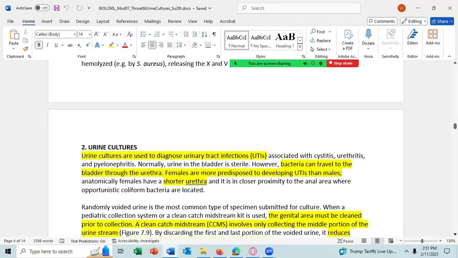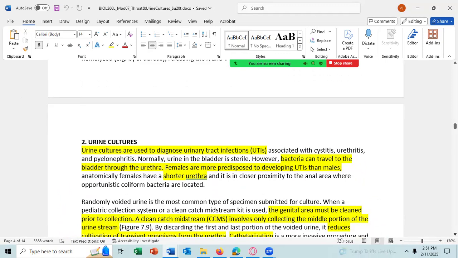All right, any question about throat cultures or isolating throat cultures? If not, let's move on to urine cultures. Urine cultures are used to diagnose urinary tract infections associated with cystitis, urethritis, and pyelonephritis. Normally, urine is fairly sterile.